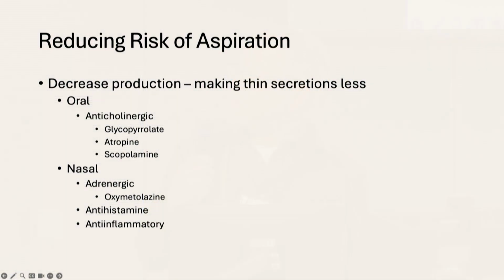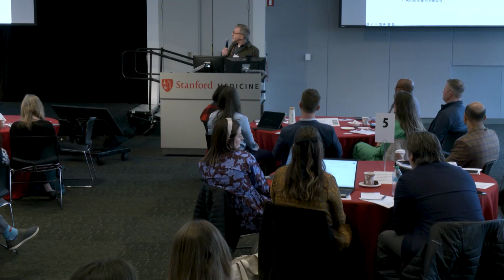Nasally, it's important to keep nasal secretions in mind. We can do adrenergic agonists like Afrin or oxymetazoline to decrease nasal secretion production. And then for kids, you can certainly consider allergies and antihistamines. And then anti-inflammatory nasal therapy is probably the treatment of choice for nasal allergic rhinitis. Next slide.